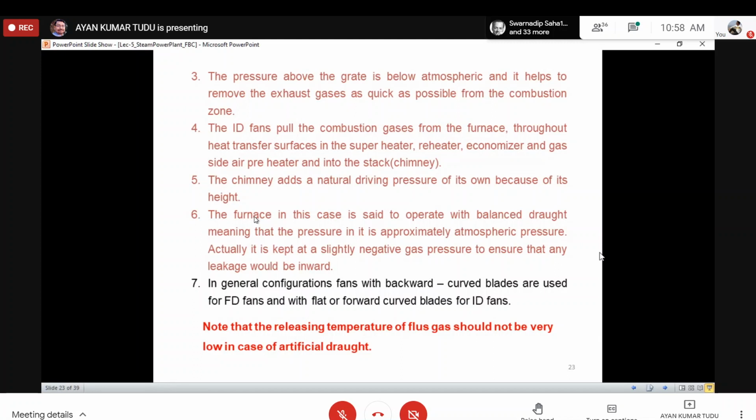Obviously, we know that the releasing temperature of flue gases should not be very low in case of our artificial draughts. Okay.